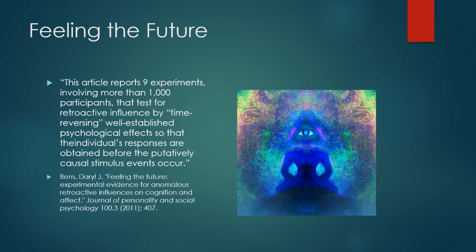His claim was that he had shown, using extremely standard experimental techniques, with the only exception that he reversed stimulus and response, so the stimulus comes after the response, using extremely standard statistical techniques, the kind of data collection and measurement that was very standard in psychology at the time, across 9 experiments, he claimed to show that people can see into the future.